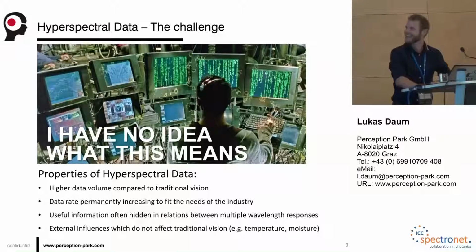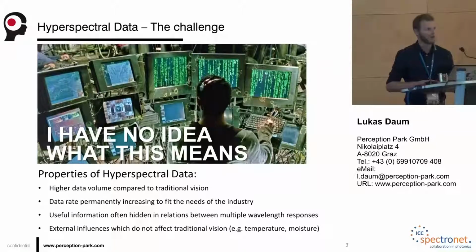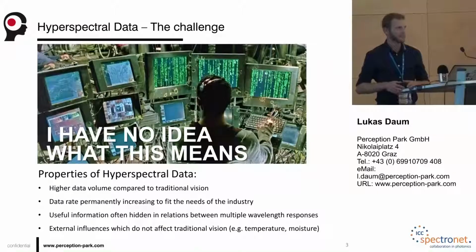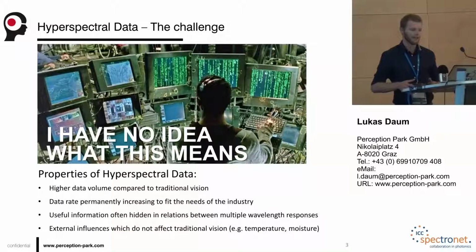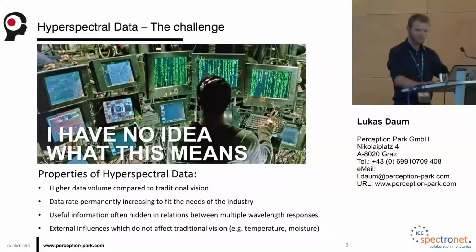The problem is that hyperspectral data is way more complicated than traditional image data. That means you cannot easily see all the information that's contained. You need to scan relations between layers to find the information that you need. You also have more disturbing influences that you cannot see with the human eye, like humidity, for instance. And so we wanted to create a system that makes hyperspectral imaging as easy as possible to use.